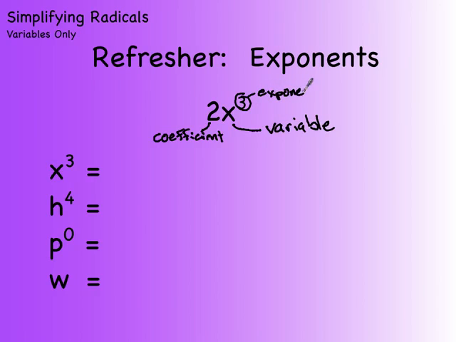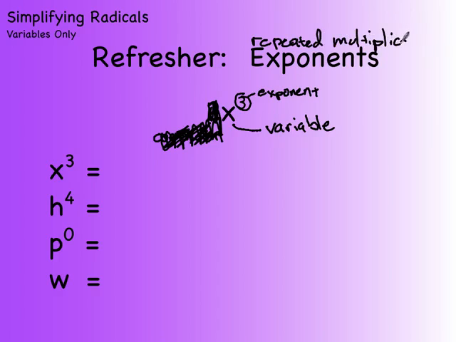And what we're going to key on today is the exponent. We actually don't really care about the coefficient today. That's not a major concern of ours. What we're really worried about is the variable and the exponent. Now, something to remember about exponents: another way to rephrase it is repeated multiplication. So the actual operation associated with exponents is multiplication.